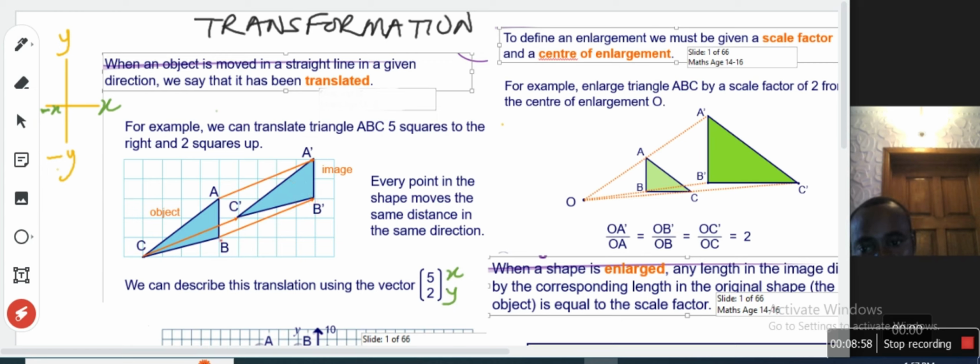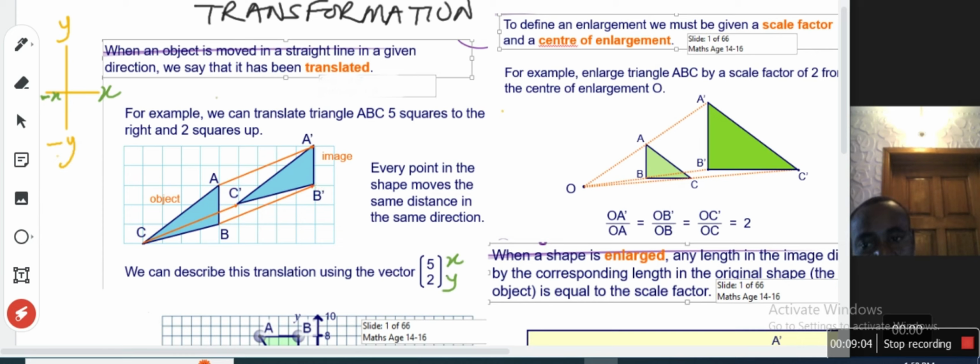I take B again. 1, 2, 3, 4, 5, 1, 2. This is the new position of B. You do the same for C. 1, 2, 3, 4, 5, 1, 2. So you just join them. You have found the new position.